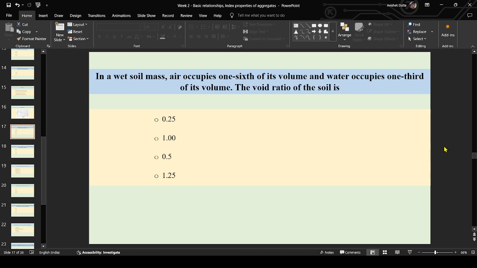I repeat the question. In a wet soil mass, air occupies one-sixth of its volume and water occupies one-third of its volume. The void ratio of the soil is, the options are 0.25, 1, 0.5, 1.25. Okay, next question.